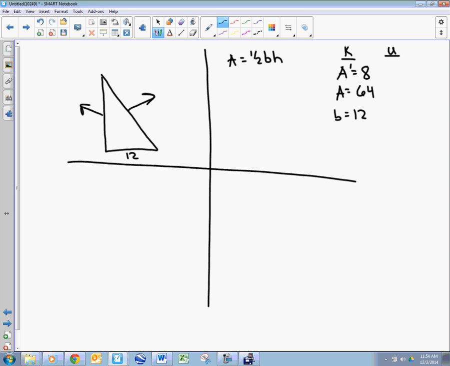Our unknowns, what are we trying to find? H prime is what we're looking for. Do you know the current height? No. Could we figure it out? Yeah, but before we try to figure it out, let's see if we need to figure it out first, okay?